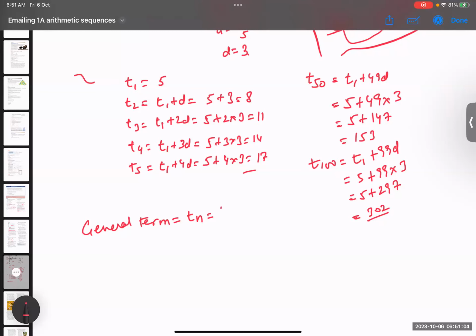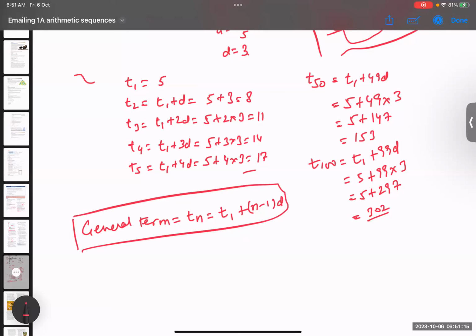So what about the nth term? The nth term is T1 plus 1 less than n, which is n minus 1 times D. Learn this formula. This is called the general term. T1 plus n minus 1 D is the nth term. That is known as the general term. What is the formula for the nth term? Speak. Tn equals T1 plus n minus 1 D. Again. Tn equals T1 plus n minus 1 D.